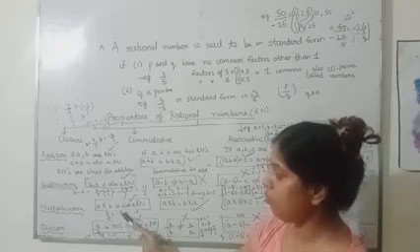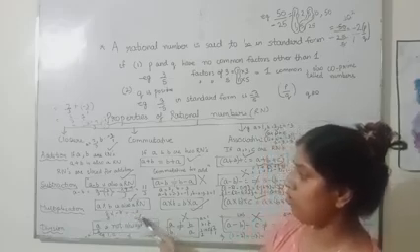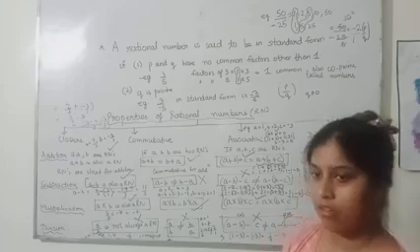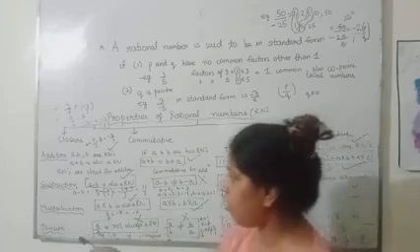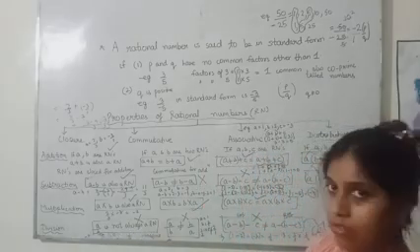3 gets cancelled out. You get minus 1 into 2, which is minus 2. So minus 2 is also a rational number. Right? Now coming on to division. A upon B is not always a rational number.